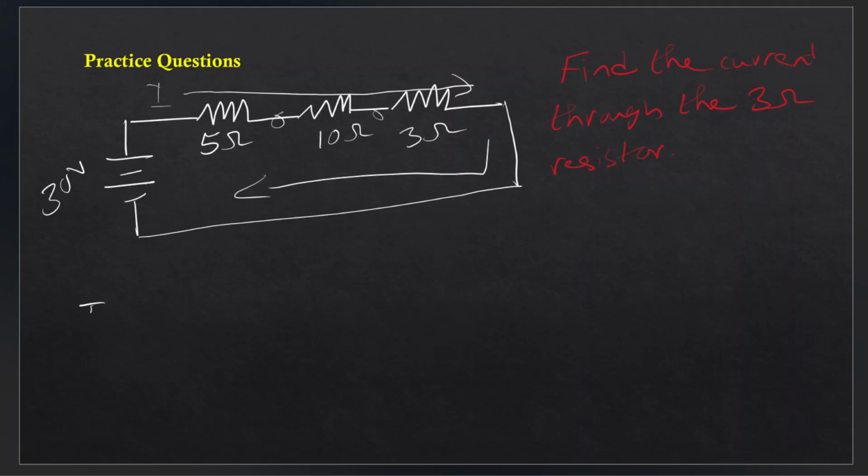So we can just use Ohm's law. We do not need to use the current divider. By using Ohm's law, I is equal to the total voltage E, so 30 over RT, which is 5 plus 10, 15 plus 3, 18 ohms. So 30 over 18, that's 1.67 amperes.